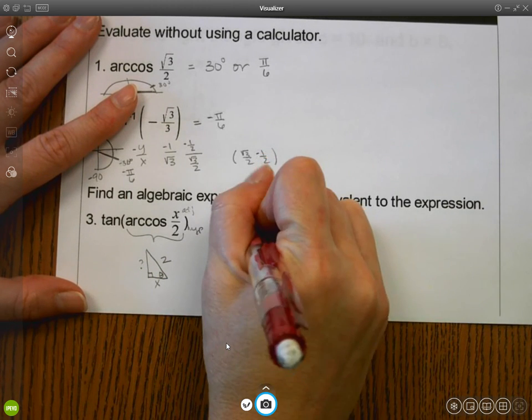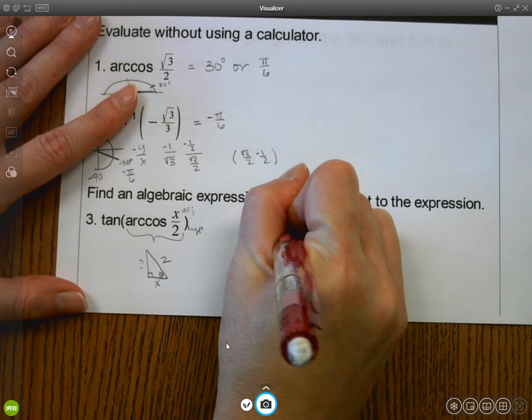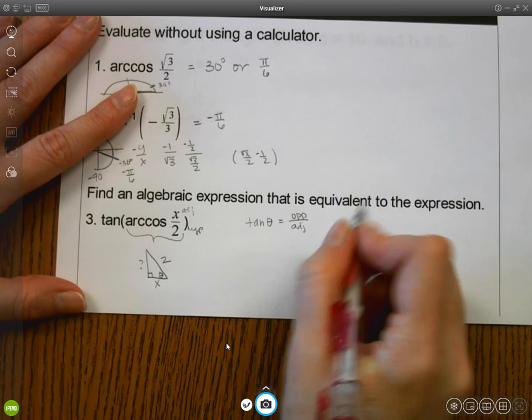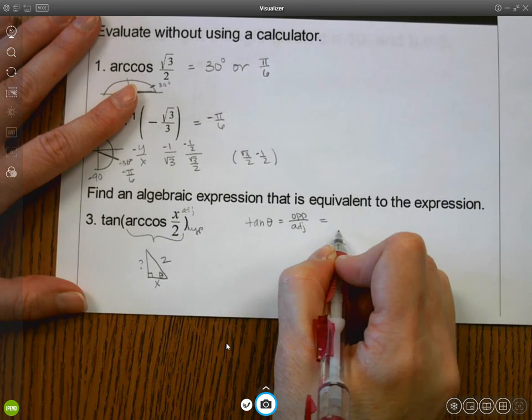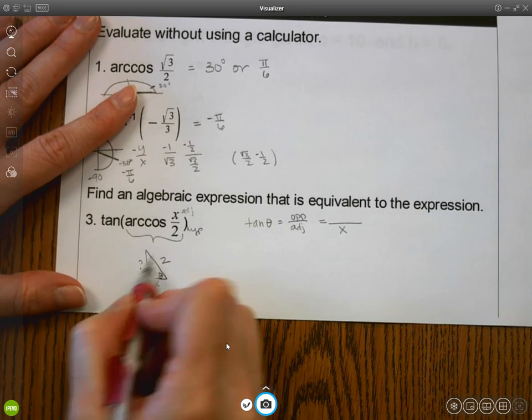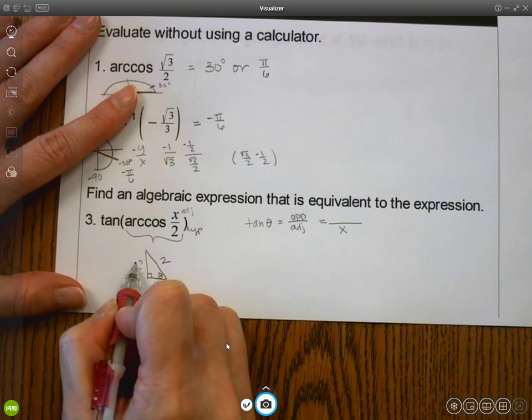Right, because tangent of theta is going to be the opposite over the adjacent. So I know that the adjacent is x, so I have x on bottom. I've got to figure out what the numerator is going to be. Well, if I'm trying to figure out this side right here, we'll go ahead and call it y.